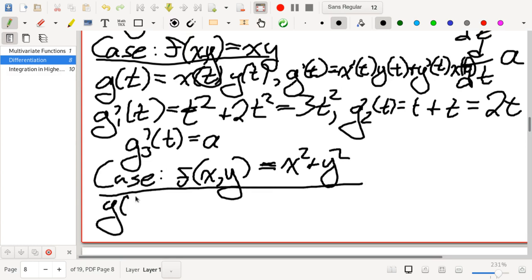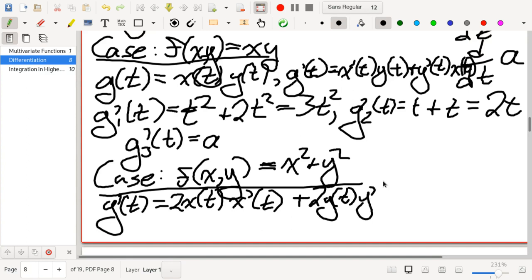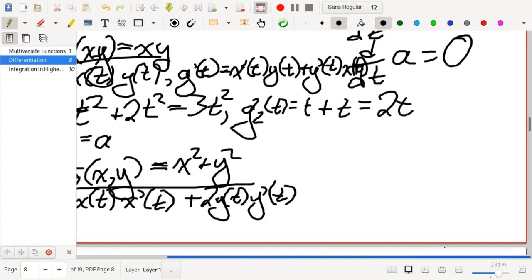So in this case, our path, let's just write g1 prime of t. This is going to be 2x of t, x prime of t, plus 2y of t, y prime of t. All right, so then we get g1 prime of t. What is g1 prime of t? So x of t is t, so that means that x prime of t is 1. So we're going to get 2t, and then we add the case, so y of t is t squared, so that means that y prime of t is 2t. So we'll get 2t plus 4t cubed.